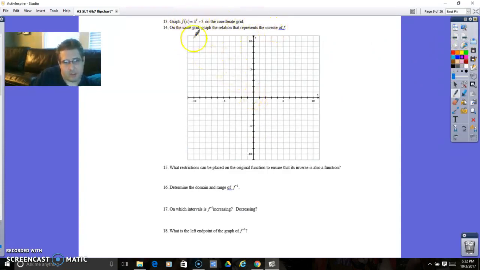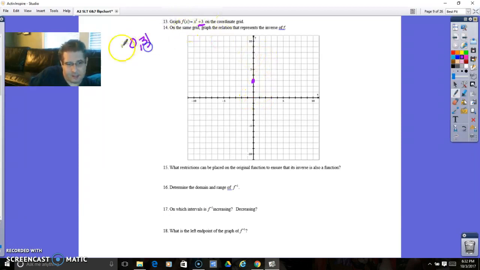On the same graph the relation inverse. Okay, so x squared plus 3. So now we got a translation. If you remember the notes I said earlier, this is not inside the parentheses. So this is not left or right. This is actually up or down. This is going to be up. 1, 2, 3.